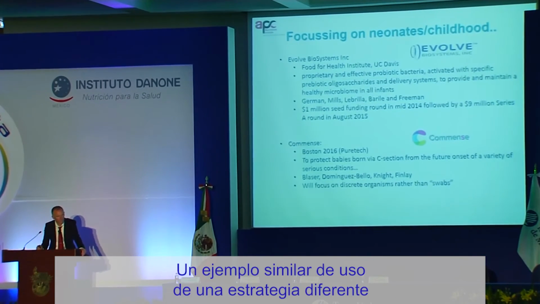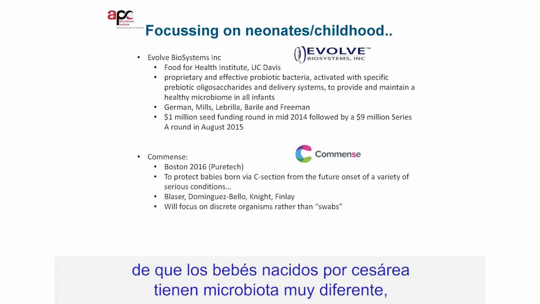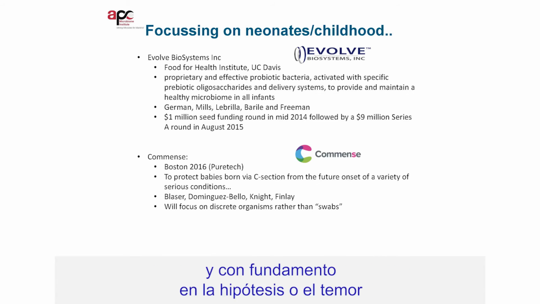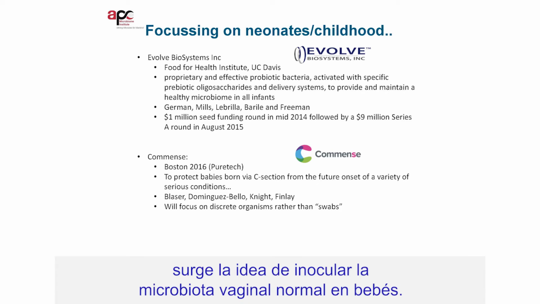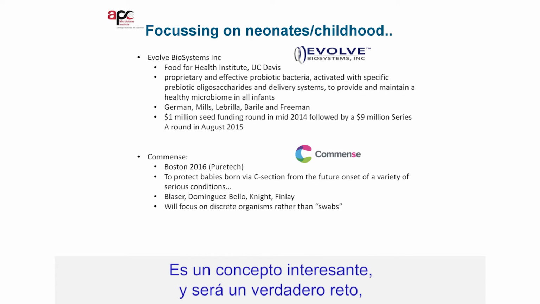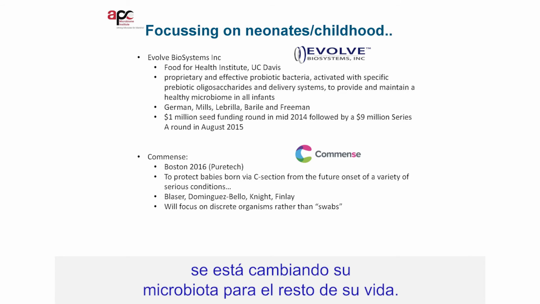A similar example using a different approach is a company called Commence. Based on the observation, and I showed you some data earlier on, that C-section infants have a very different microbiota, and based on the hypothesis or the fear that they will have diseases later in life because of that, the idea here is to inoculate the infants with normal vaginal microbiota. It's an interesting concept. It's going to be very challenging because young babies are obviously extremely at risk. And if you think about what you're doing, you're changing the course of their microbiota for the rest of their lives.